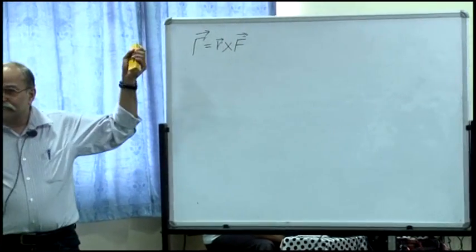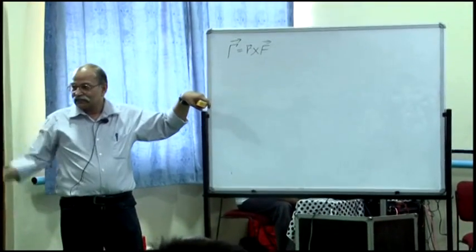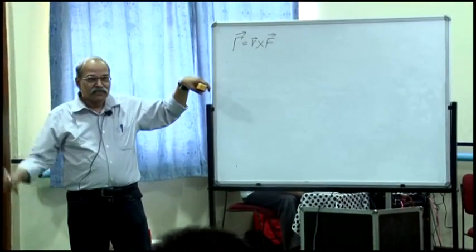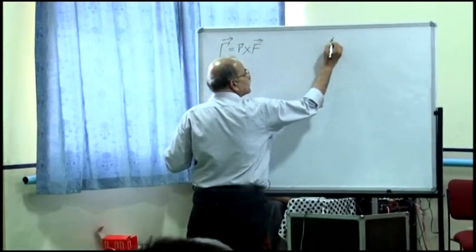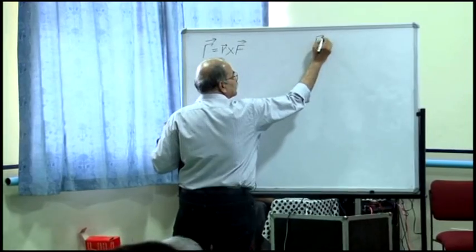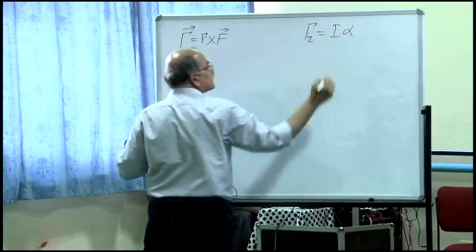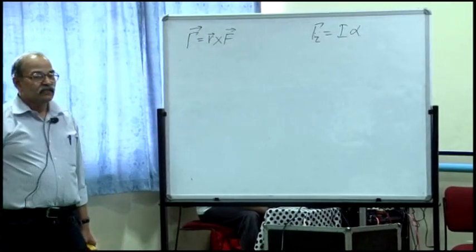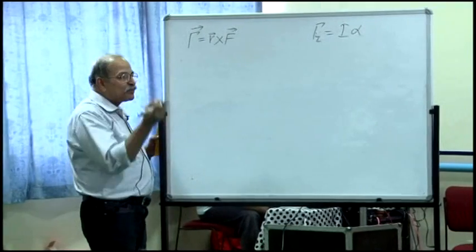This is our definition of torque, and from here we take the z component, the z axis being along the axis of rotation. Then we write our dynamics for that fixed axis rotation: the torque z component is moment of inertia times angular acceleration. Okay. Now, let us do some algebra on this.